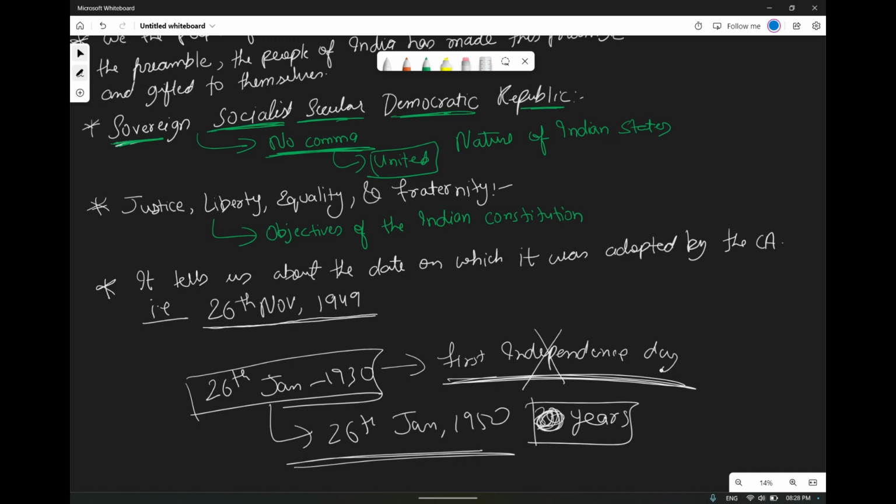After 20 years. Okay, after 20 years. So they decided that on that day only we are going to celebrate our Republic Day. On that day only our Constitution will come into force. So we have the clear picture in our mind. Thus our Constitution was enacted on that day.